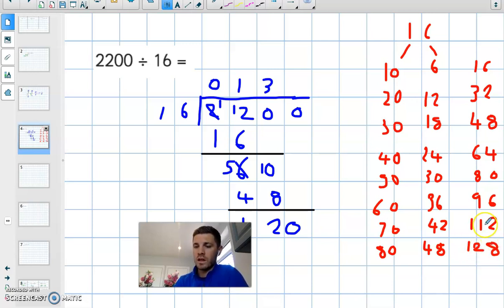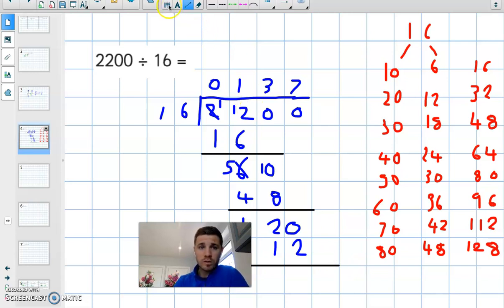So I need to go to the last multiple of 16, and then I need to count how many 16s are in 120. So there's 1, 2, 3, 4, 5, 6, 7. There are 7 16s in 120, but I'm left on 112. So I need to put that below the 120 and then take it away like we did before. Okay.